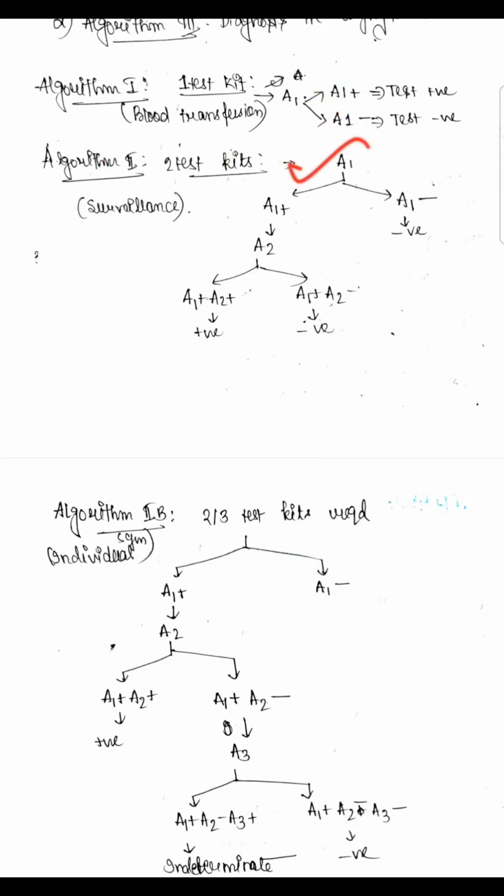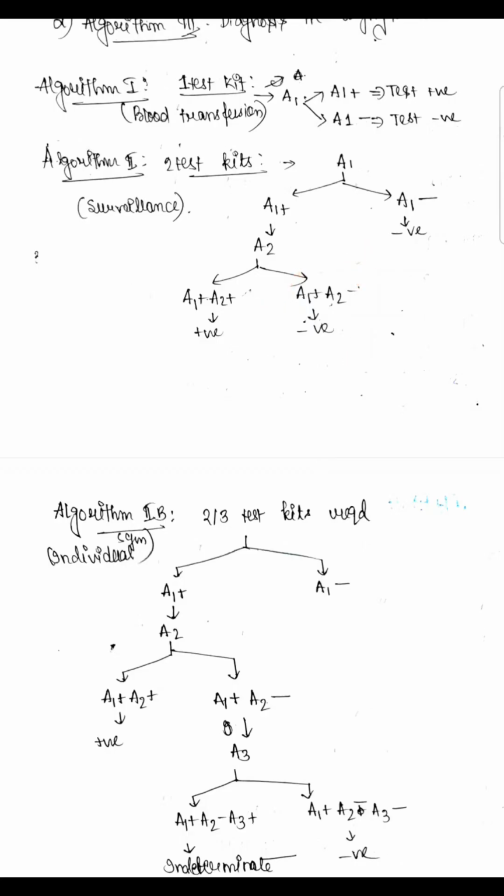The first is A1. If A1 comes negative, the test is negative. We do not do anything more. If A1 is positive, we confirm it by A2. Now A1 is positive, so we perform A2. If A2 is positive, with A1 positive, the test is altogether positive. And if A1 is positive but A2 is negative, then the test is negative.